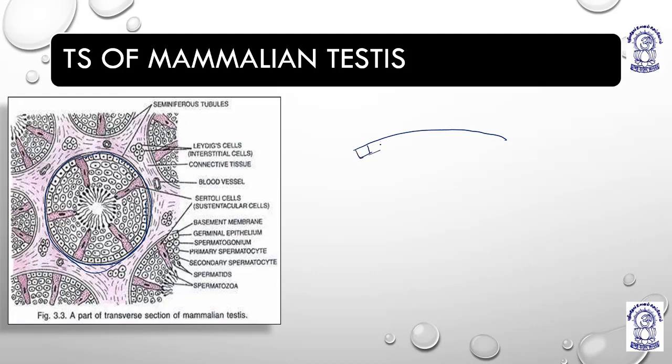These cuboidal cells rest on a layer, and this layer is known as what? Basement membrane. This layer, I think, is visible. It is known as the basement membrane, right? This is the germinal epithelium.